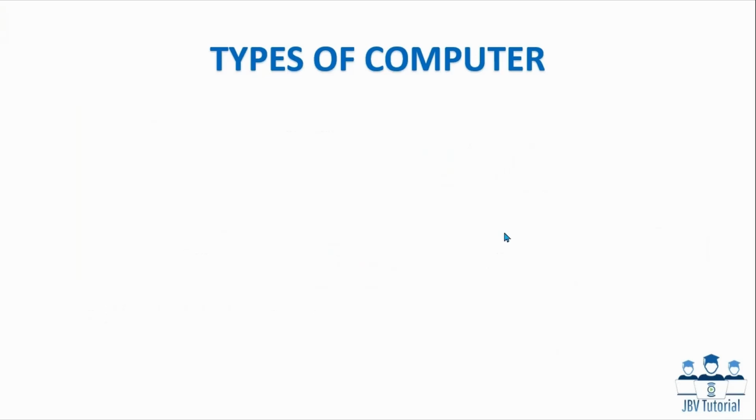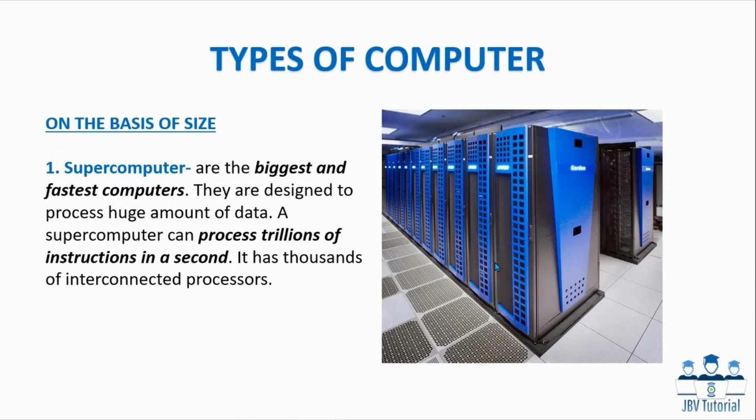On the basis of size, the computer can be of 5 types. 1. Supercomputer. Supercomputers are the biggest and fastest computers. They are designed to process huge amounts of data. A supercomputer can process trillions of instructions in a second. It has thousands of interconnected processors.